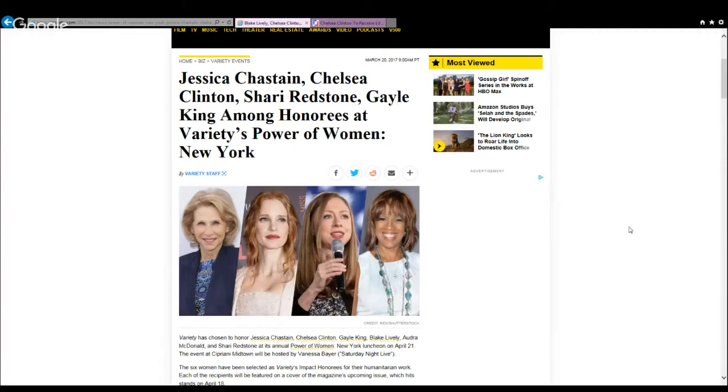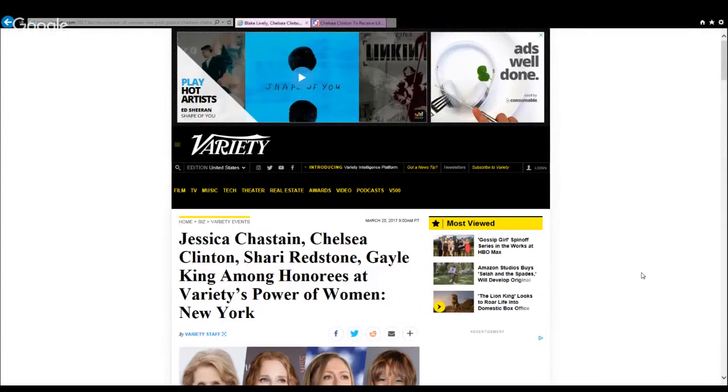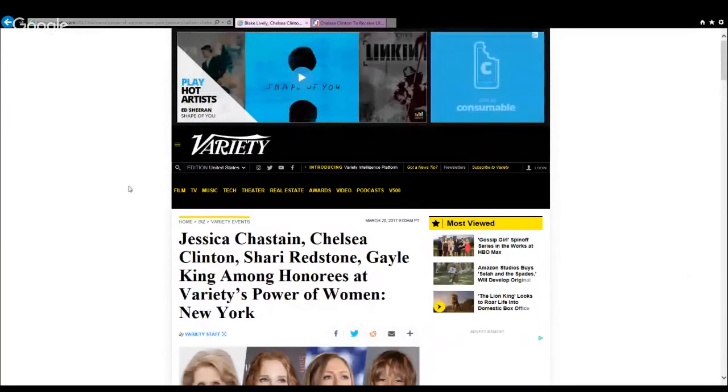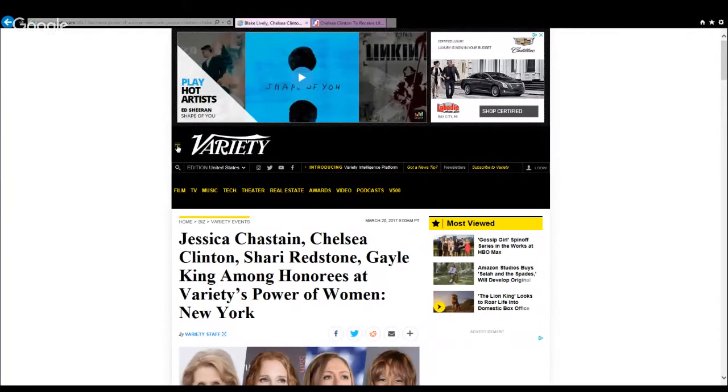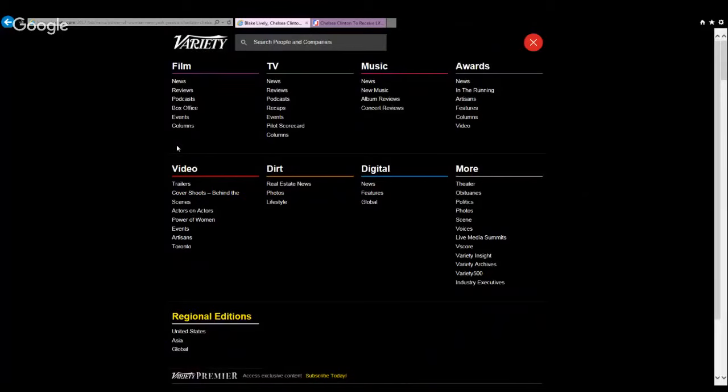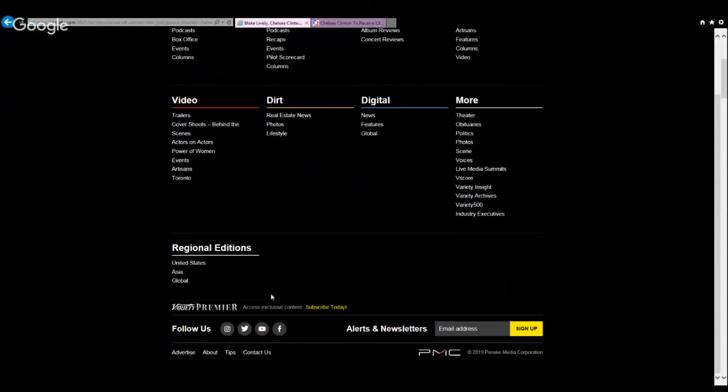What about the authority? That's a little shaky too, because it's written by the Variety staff. There isn't a specific person who is associated with the writing of this article, so we can't check that person's credentials. But we can check the credentials of the source, which is Variety. What do we know about Variety? Well, let me see if we can find some information about the source itself. Often websites will have a section that is dedicated to about. So here we go, about Variety.